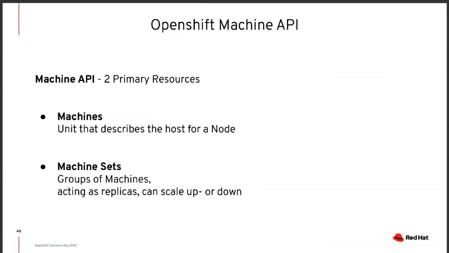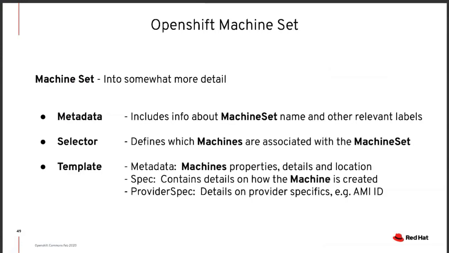And machine sets are like container pods. They are groups of machines, and they act like replicas. So you can scale them up and scale them down. You can actually easily scale with machine sets, in a similar way to how you do with a container pod. So if we go into the machine set in somewhat more detail, there is metadata that has information about the machine set, what the name of the machine set is, and other relevant labels like node names, etc. And there's a selector that defines which machines are associated to the machine set. That's defined by the selector.